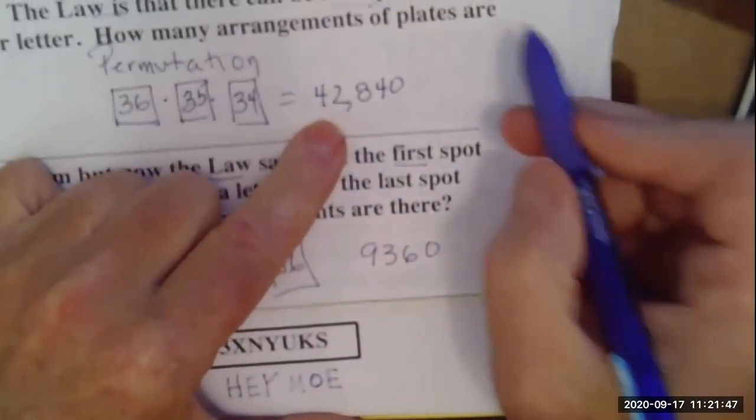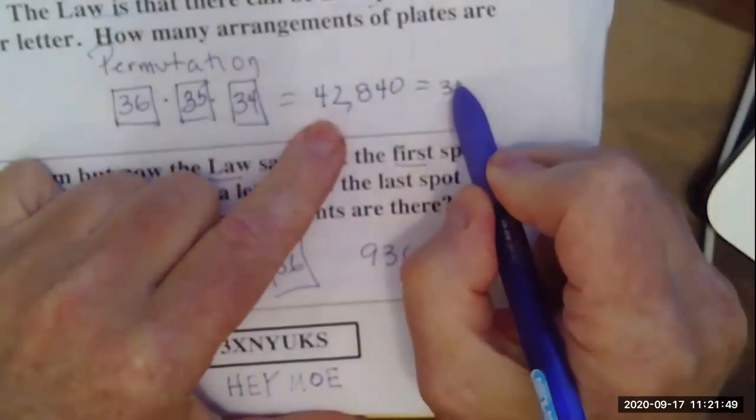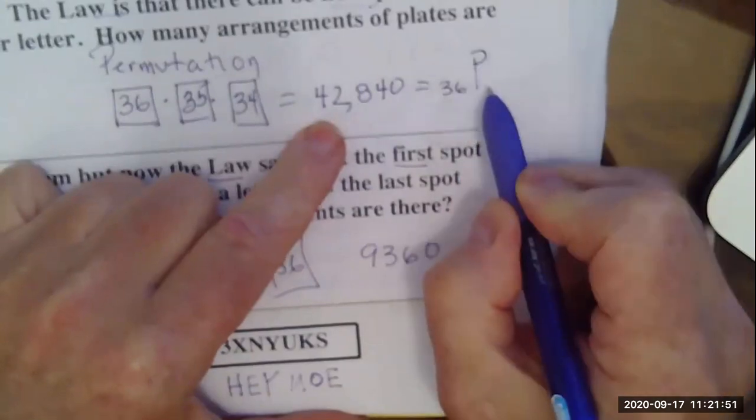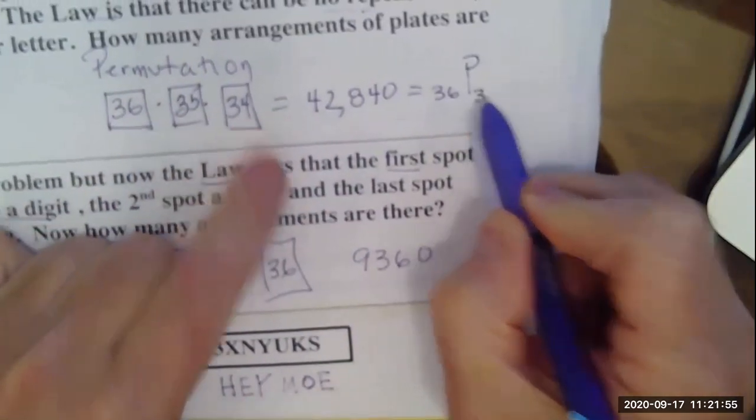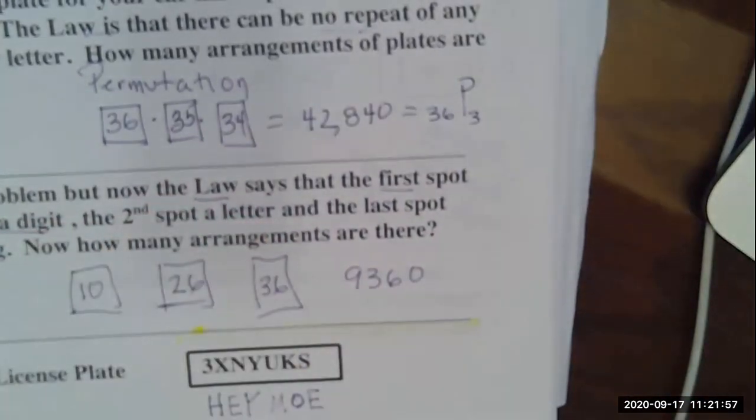Well, I can show you over here. To get this number somehow, this would be 36 permute, and there are 1, 2, 3 positions, 3. So somehow the formula should work and give me that answer right there.